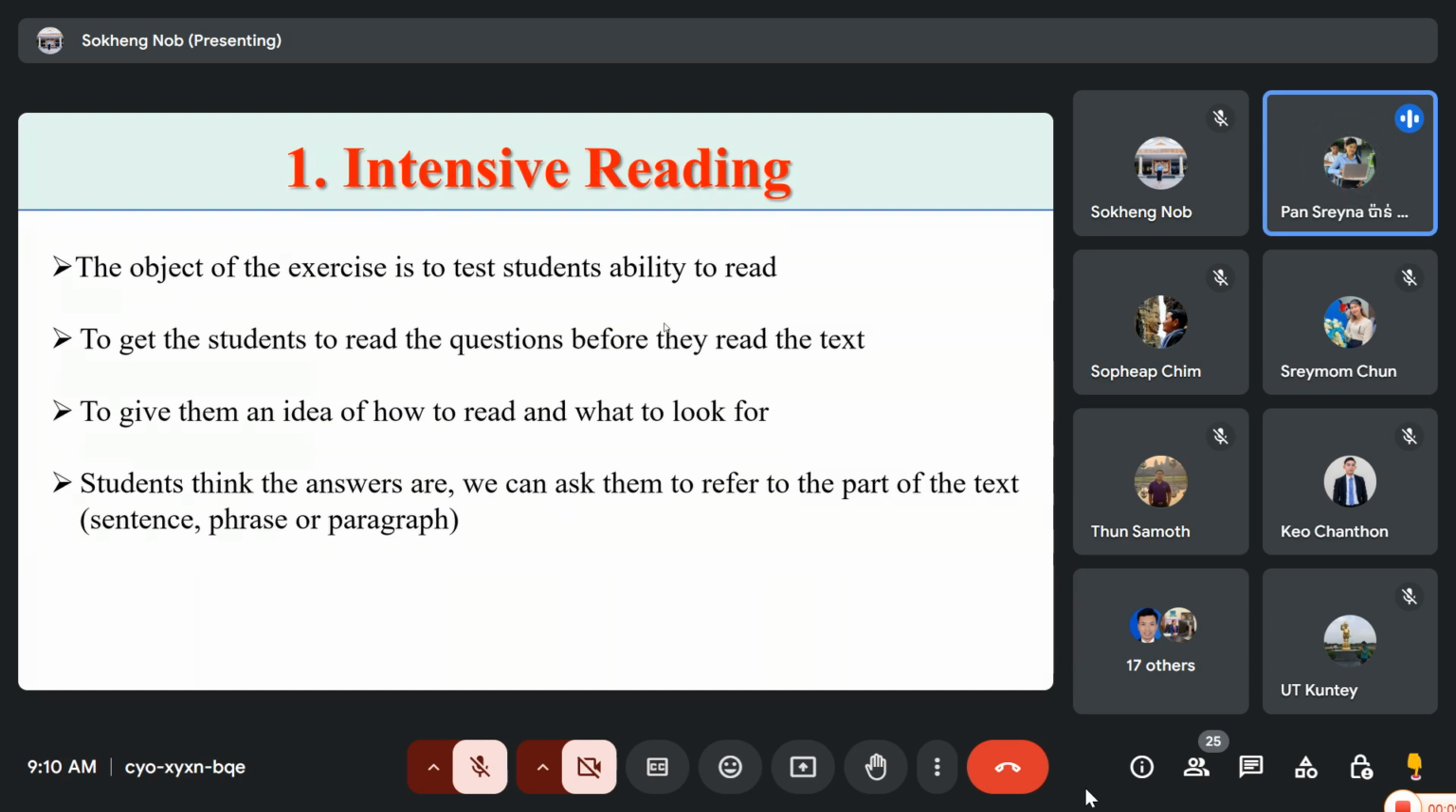Yes, of course, because the teachers have to give the students clear instructions about intensive reading already. So by the end of the reading, we can create an activity with the students by answering the questions or any other activity. The last point is students think of the answers, and we can ask them to refer to part of the text: a sentence, a phrase, and also the paragraph. Thank you. That is all about intensive reading.